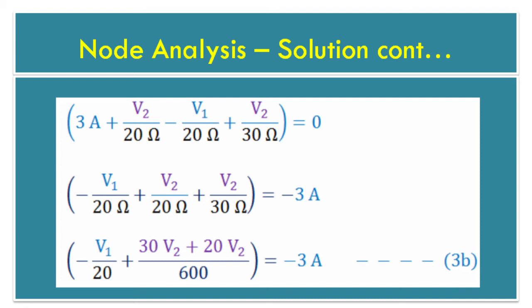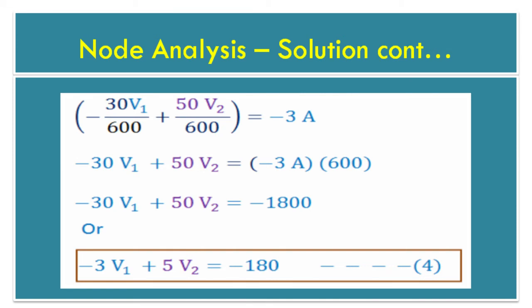Combine the voltages V1 and V2 terms as minus V1 upon 20 plus 30 into voltage V2 plus 20 into voltage V2 divided by 600 is equal to minus 3 ampere, which is represented by equation 3b. Now simplify equation 3b as minus 30 into voltage V1 upon 600 plus 50 into voltage V2 upon 600 is equal to minus 3 ampere.